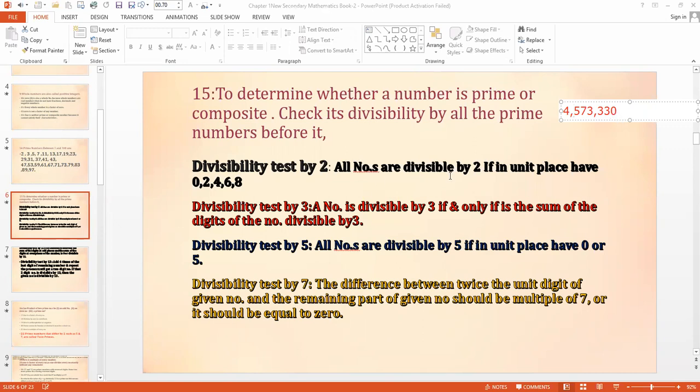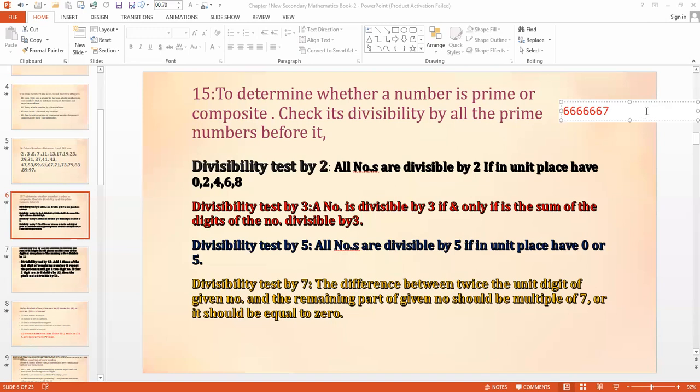They are saying all numbers are divisible by 2 if in the unit place they have 0 or 2. Let me change it here: if it has 2, or 4, or 6 or 8. So if any number is given to you and in the unit place it has 0, 2, 4, 6 or 8, this means the whole number is divisible by 2. But suppose I write another number: 6, 6, 6, 6, and in the end 7. Is this number divisible by 2? No, because at the unit place 7 is given. So it is not divisible by 2.